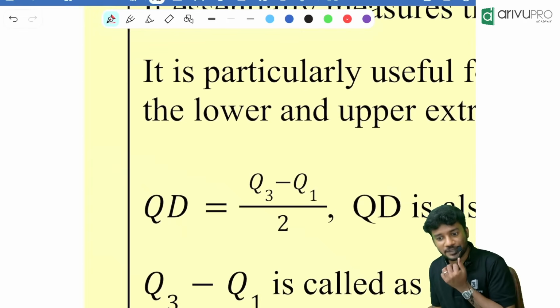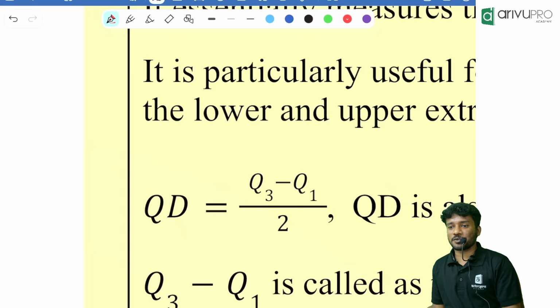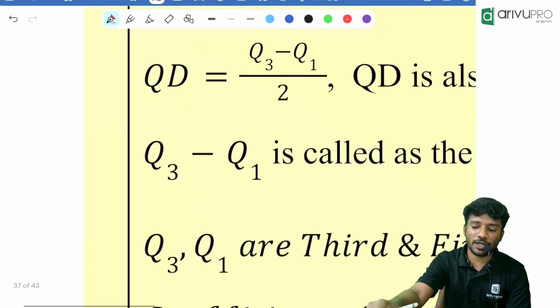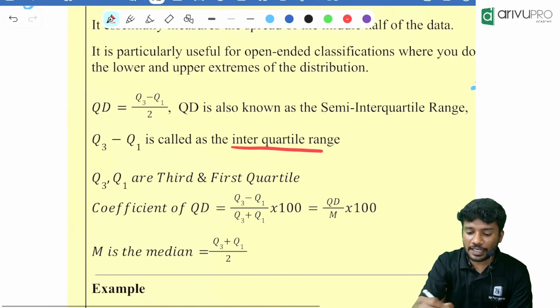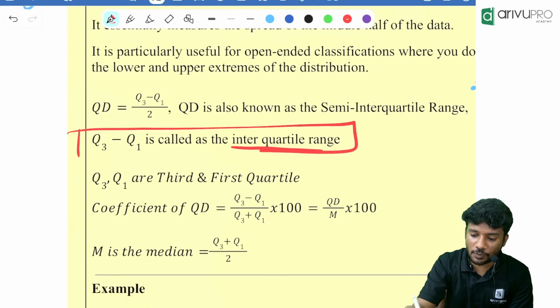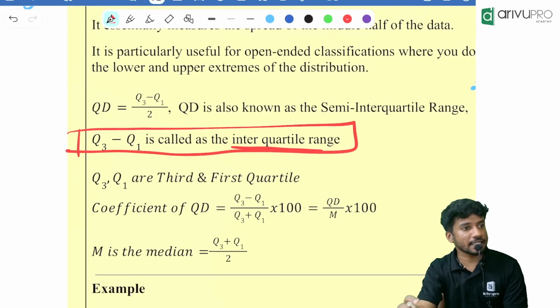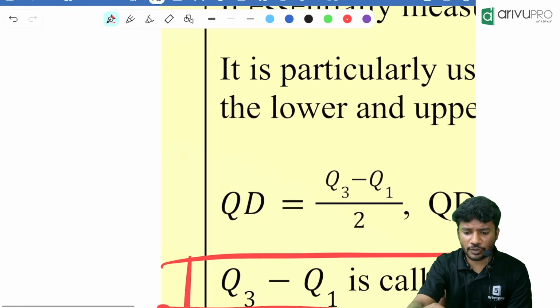Very important. There are multiple questions. You will see it again in the future in chapter number 16. Quartile deviation is what? Q3 minus Q1 divided by 2. This Q3 minus Q1 is called by a name. It is called the interquartile range. What is Q3 minus Q1? Interquartile range. I will just draw a picture for you.